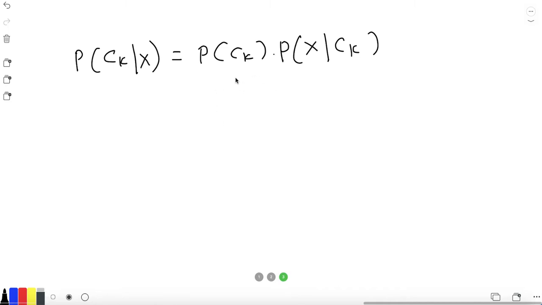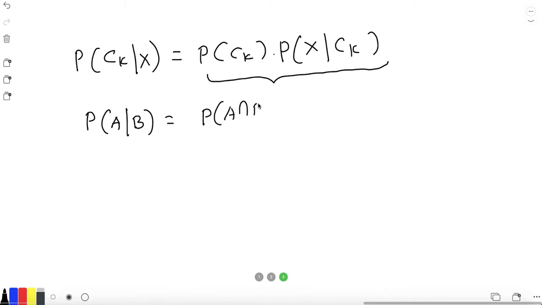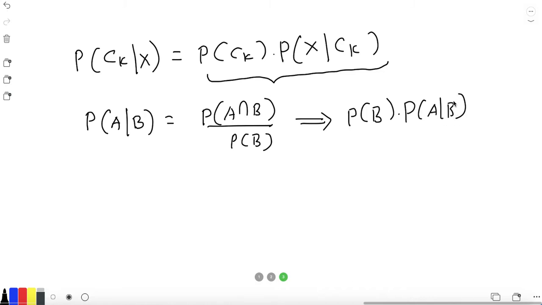Let us further simplify this. From the definition of conditional probability, probability of A given B is equal to probability of A intersection B divided by probability of B. If I take this denominator to the LHS, I'll have probability of B into probability of A given B is equal to probability of A intersection B, and that's precisely what it is. So this is nothing but this portion, where of course A and B are different here.